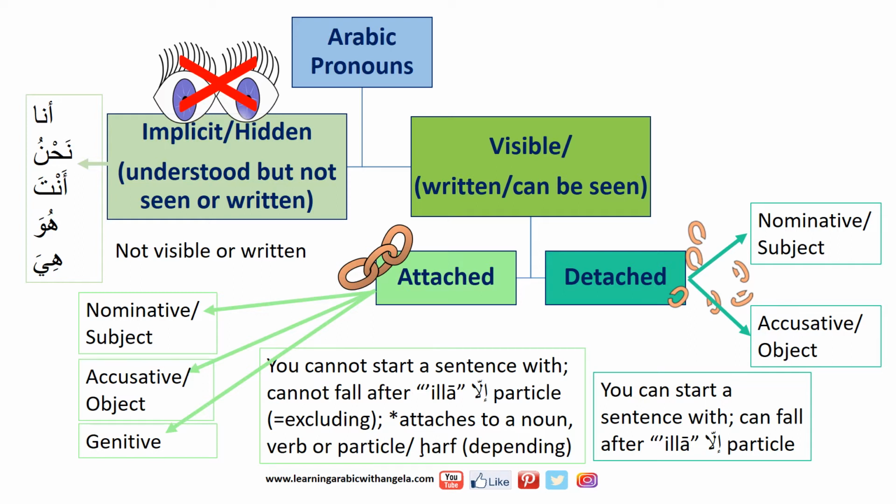Under visible pronouns, you've got detached and attached pronouns. So as the name suggests, detached is like they form words on their own. So they're separate entities such as ana, anta, nahnu, etc. And they can be in two grammatical cases, either nominative or accusative, such as nominative being the subject of a sentence and accusative being the object of the sentence. And you can start a sentence with these pronouns.